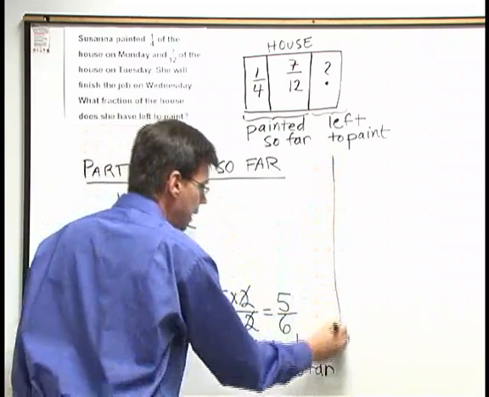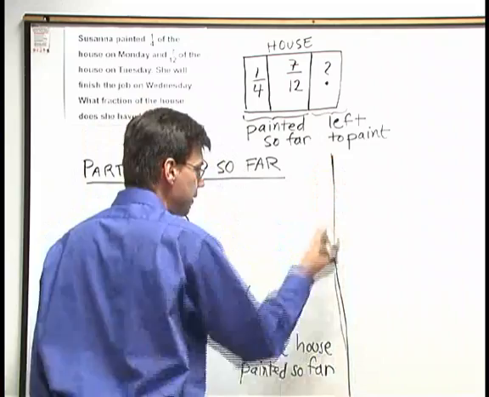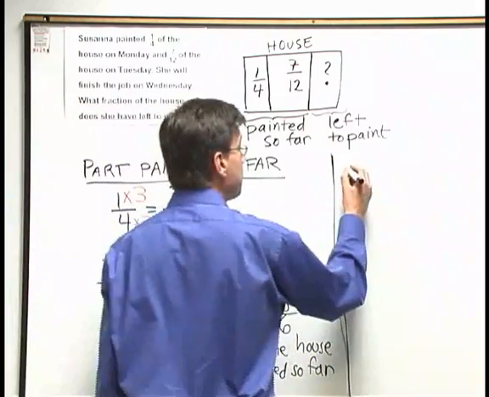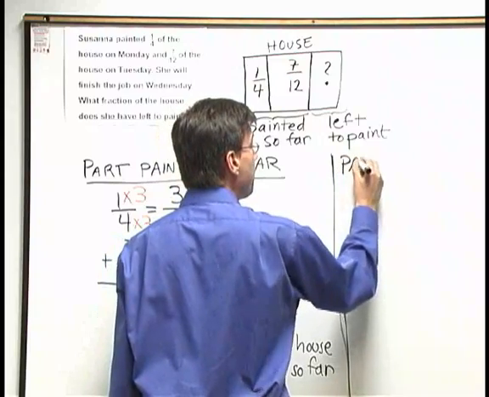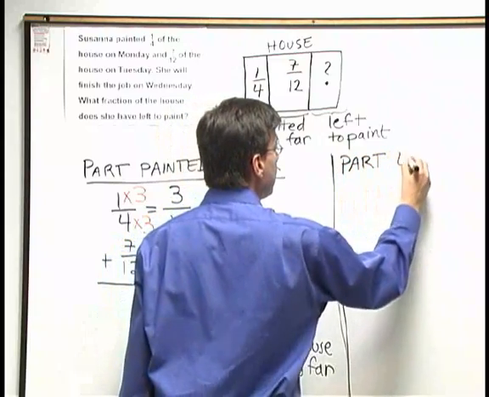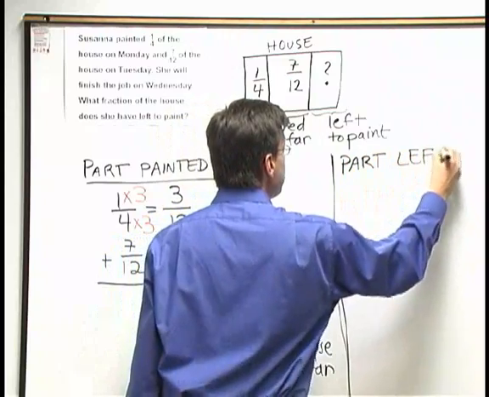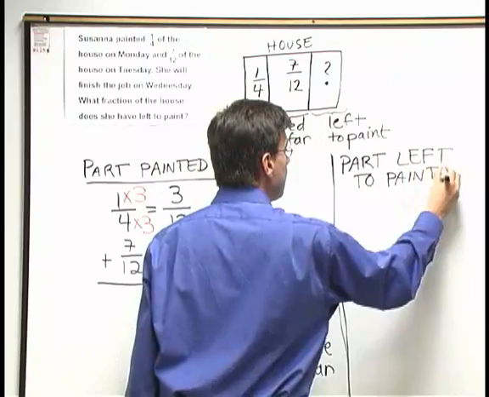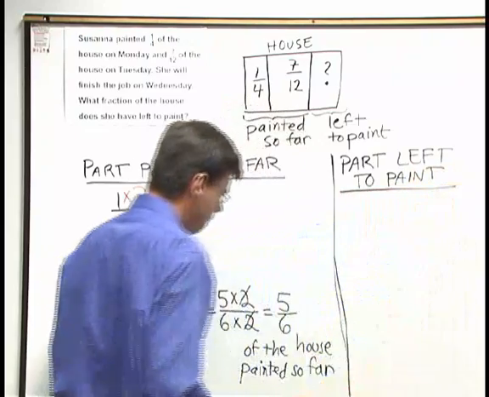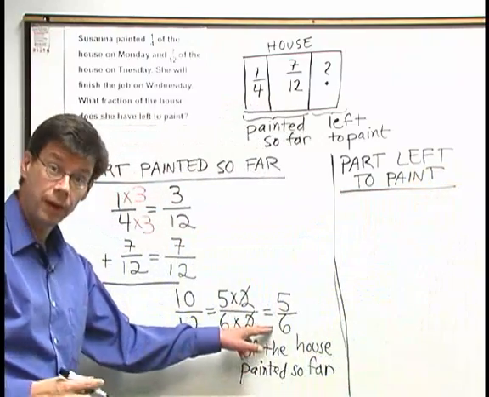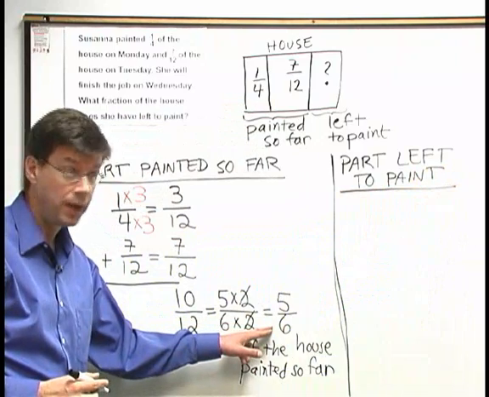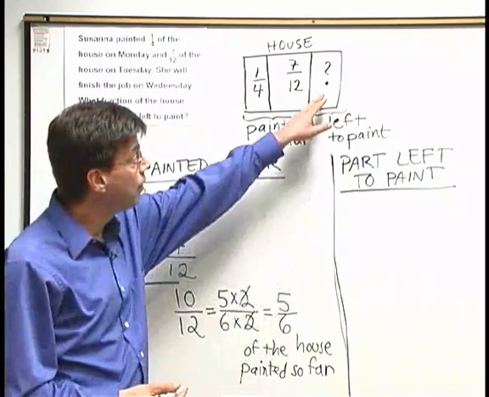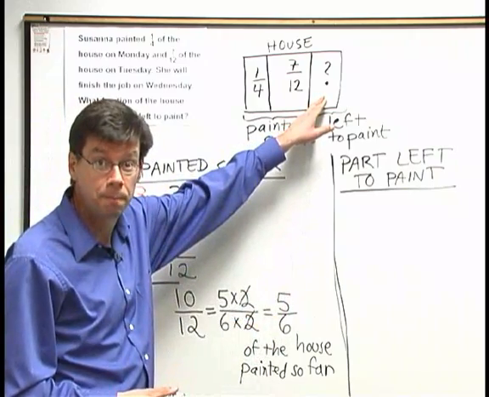Now we're not done yet. That's what's painted so far. We still have to figure out how much of the house is left to paint. We need to figure out the part left to paint. And to do that, maybe you can even guess just by looking at the 5/6 that we've painted so far. If 5/6 have been painted so far, what fraction would be left? Take a guess.